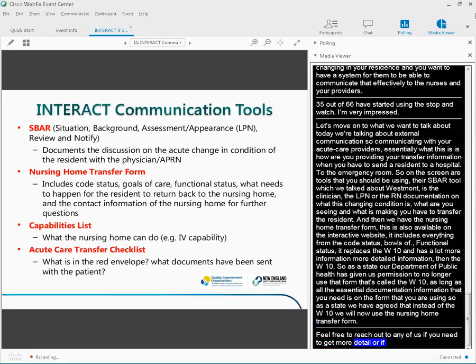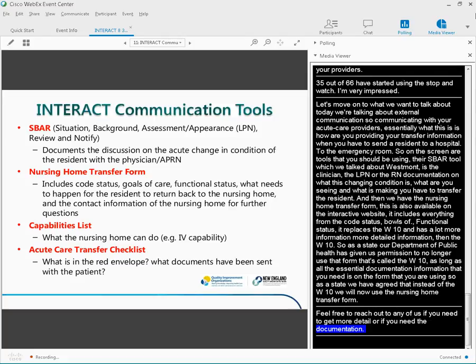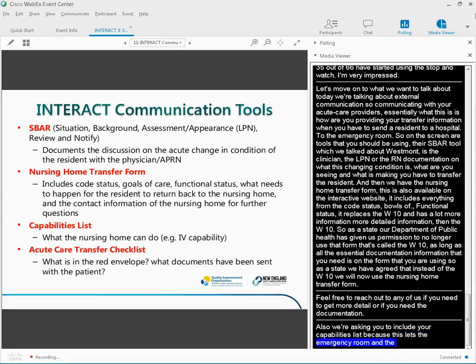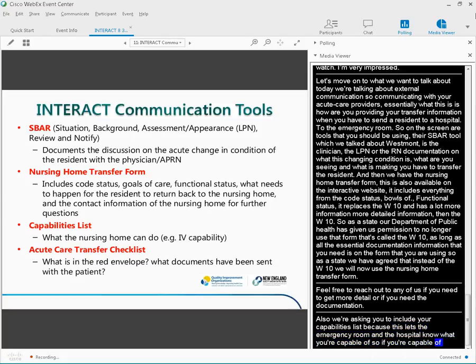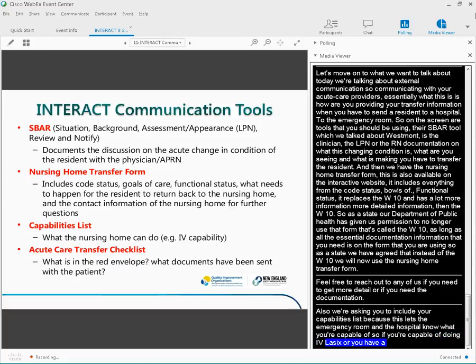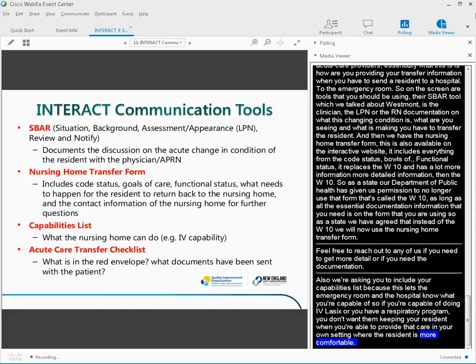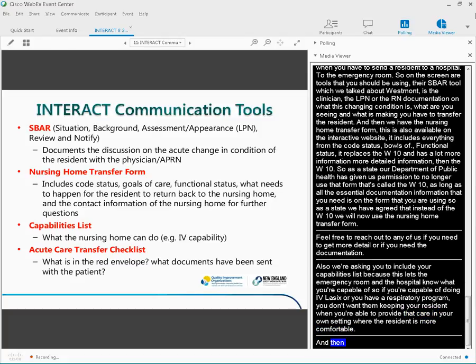And then also we're asking you to include your capabilities list because this lets the emergency room in the hospital know what you're capable of. So if you're capable of doing IV Lasix or if you have a respiratory program in your building, you don't want them keeping your resident when you're able to provide that care in your own setting where the resident is more comfortable.